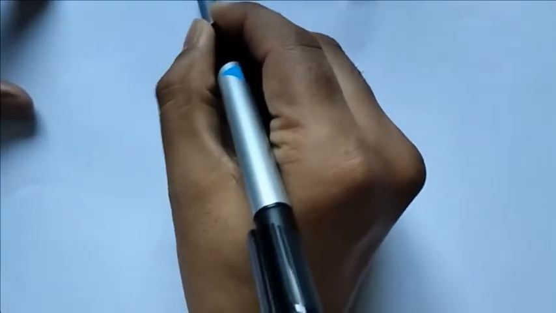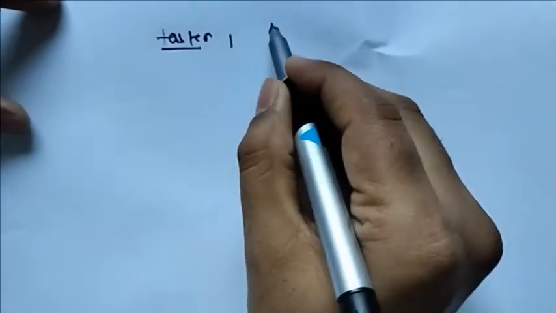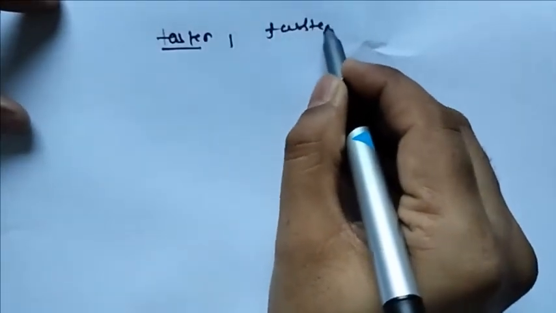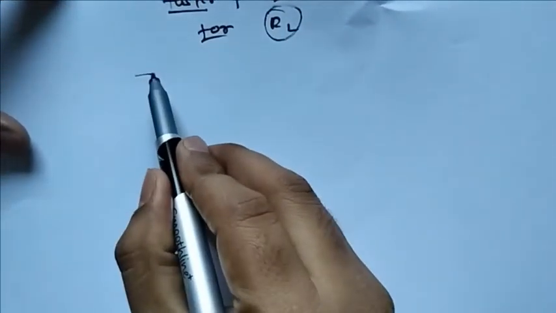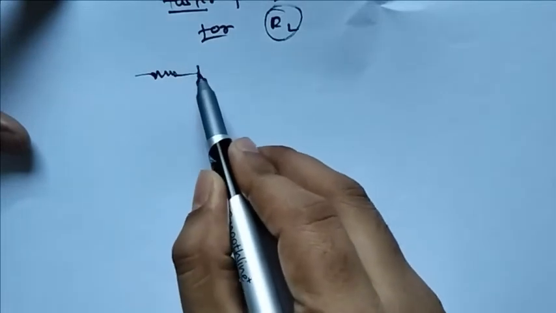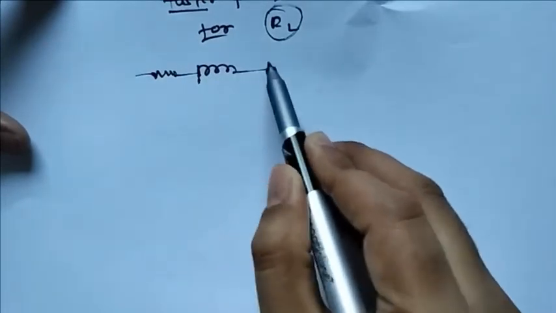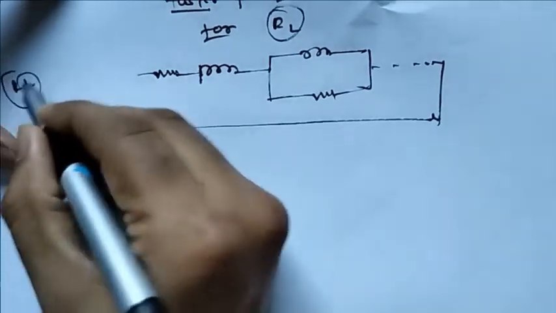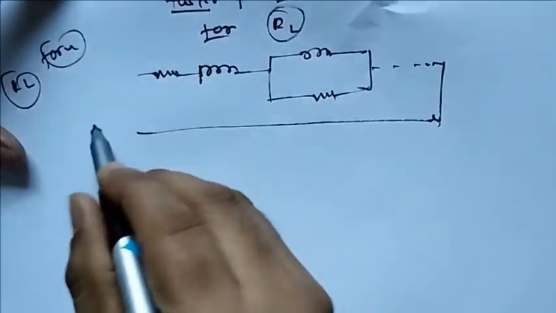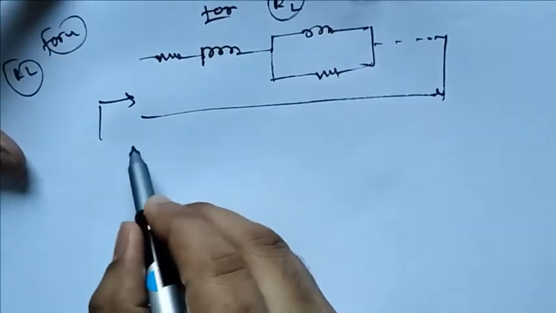Today we are going to study the Foster form, Foster 1 and Foster 2, for an RL network. Now, removing C, with the L, we are left with R, L parallel to L and R, and this is going to infinity. So this will be our RL form. Now let us write the ZS equation.